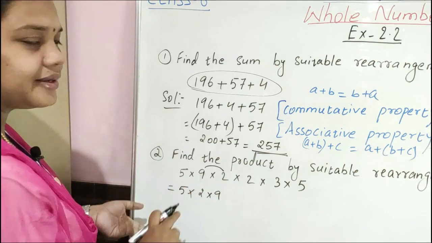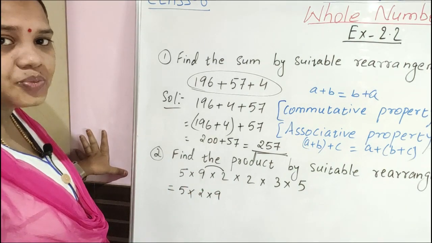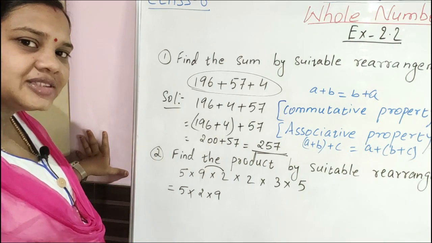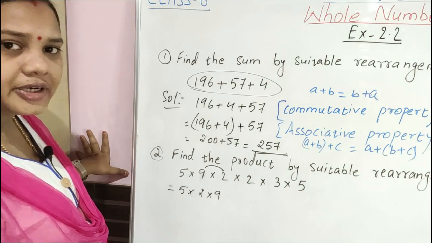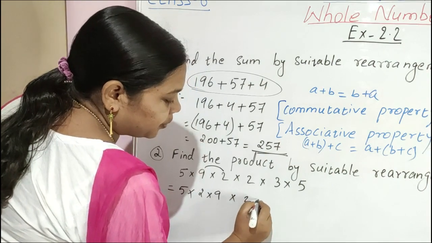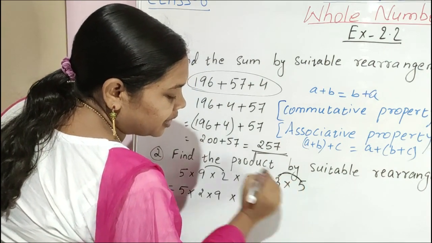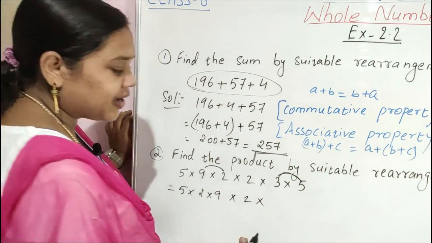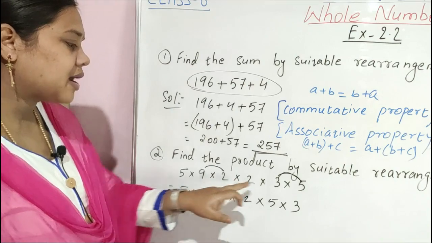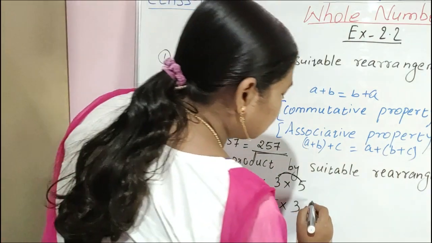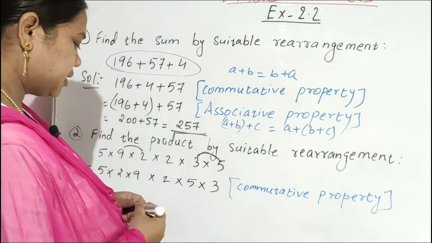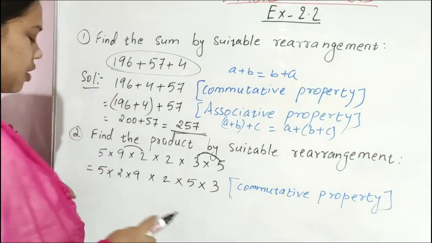So what you have to plan: 2 into 9, 9 into 2. What are we doing? Commutative property. A into B equal to B into A. 2 into 3 is 6, 3 into 2 is also 6. So commutative property. Next we will exchange this 2 and this 2, just like 3 into 5 equal to 5 into 3. Which property did we use? Commutative property.